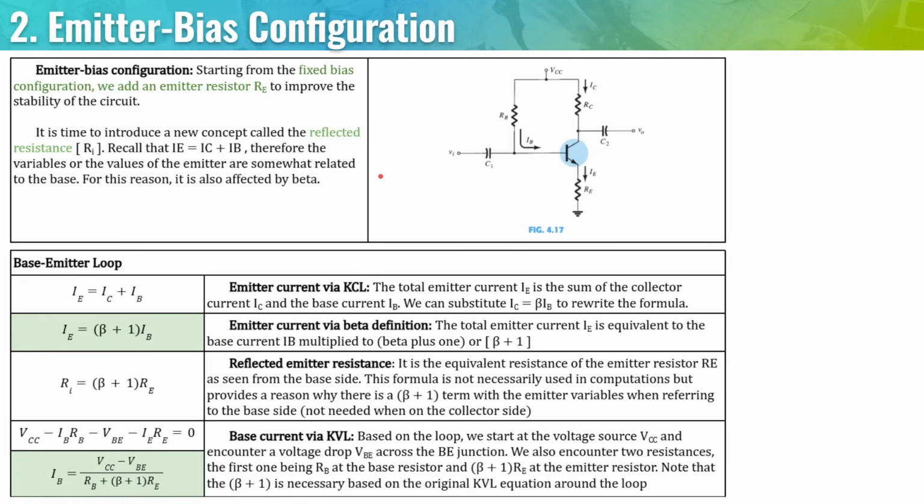So now let's proceed to the emitter bias configuration. It's just the fixed bias configuration with an added emitter resistor. Now it's time to introduce a new concept called the reflected resistance.